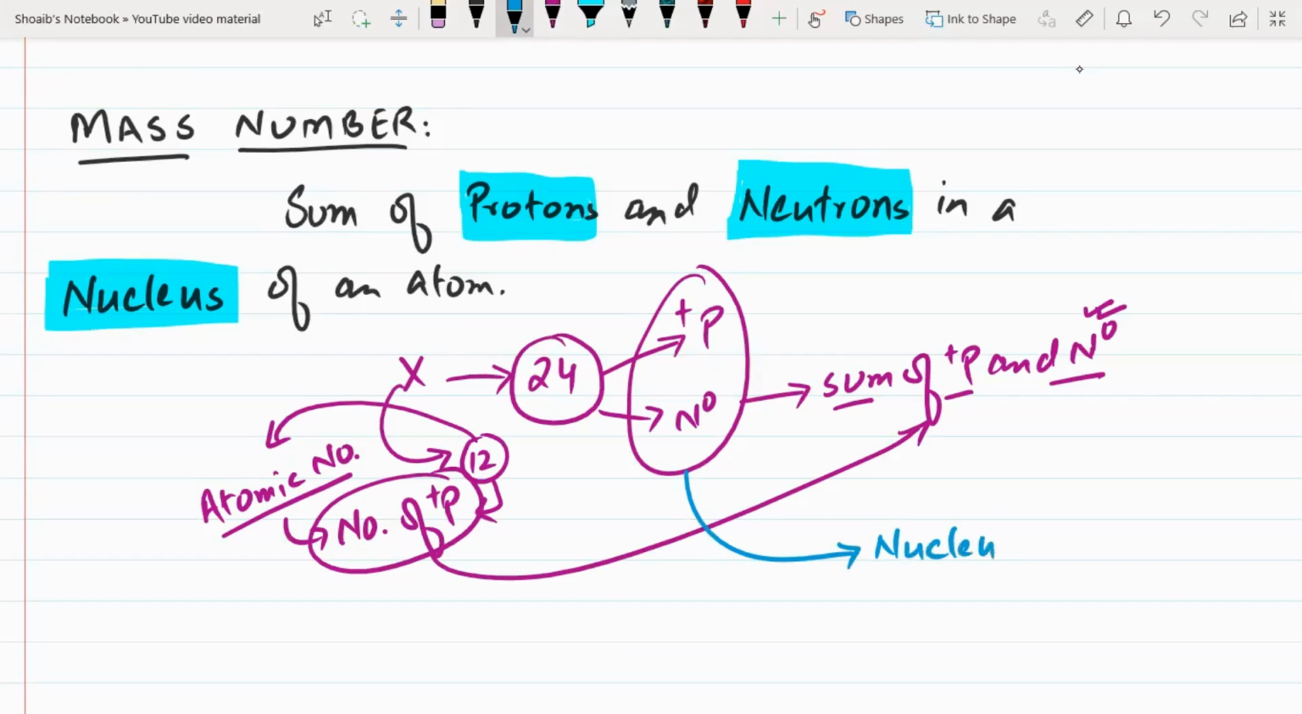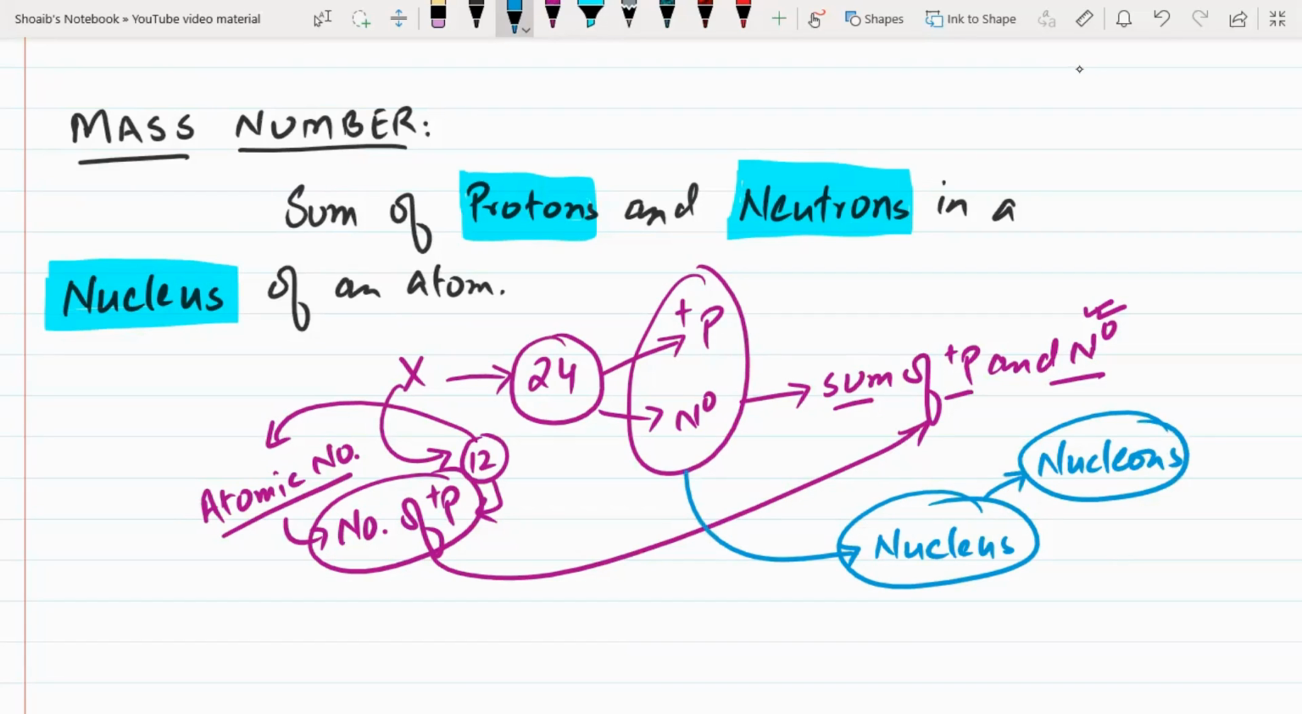These two particles, the protons and the neutrons, are present inside the nucleus of an atom. Because of this place, they are also known as nucleons. So another name for the mass number is the nucleon number, because of the place where these two particles are present.